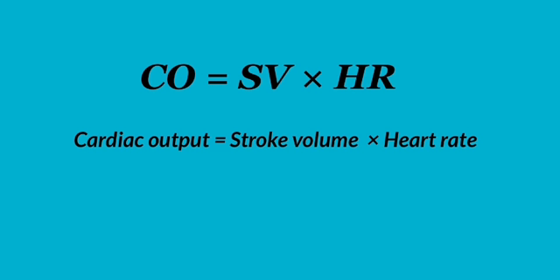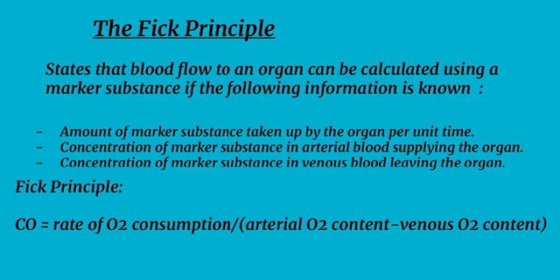Cardiac output equals stroke volume times heart rate. The Fick principle states that blood flow to an organ can be calculated using a marker substance if the following information is known: amount of marker substance taken up by the organ per unit time, concentration of marker substance in arterial blood supplying the organ, concentration of marker substance in venous blood leaving the organ.